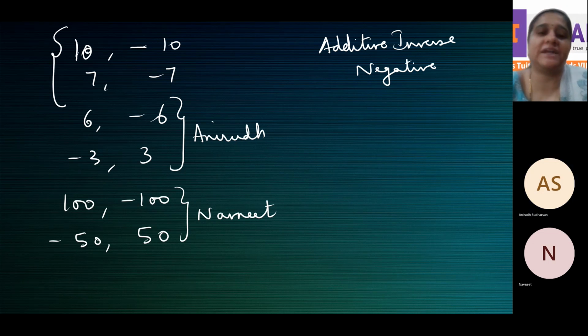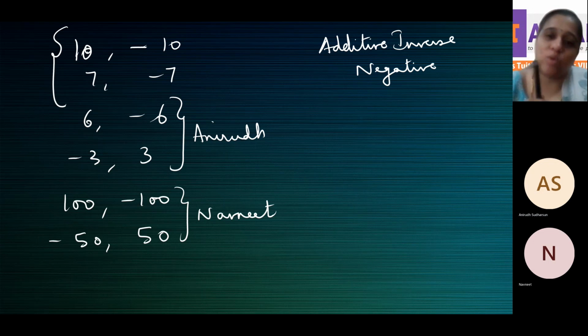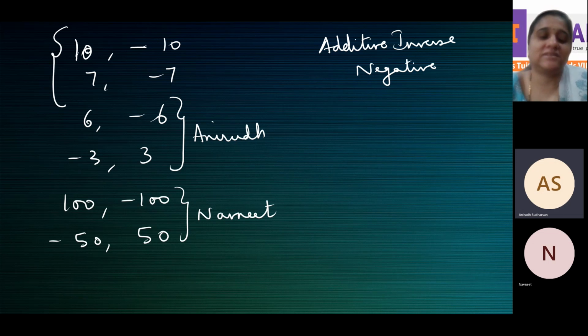Very good. Now use the term negative and say. 6 is the negative of minus 6. Minus 6 is the positive of 6. No. Minus 6 is the negative of 6. Both the ways you should say negative only. Okay, ma'am. 6 is the negative of minus 6. Minus 6 is the negative of 6. Minus 3 is the negative of 3. 3 is the negative of minus 3.